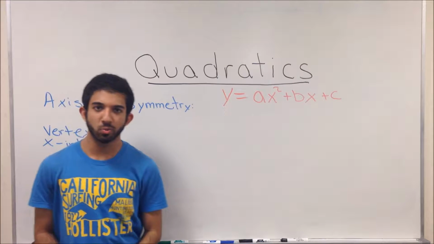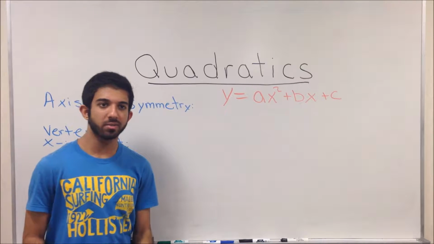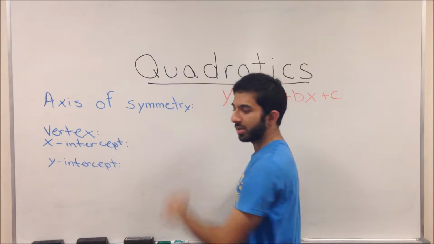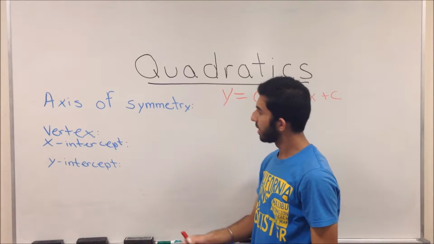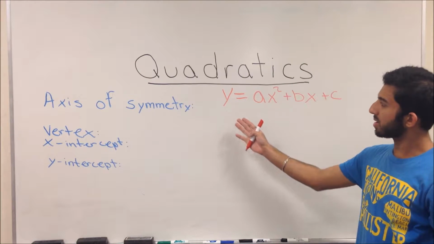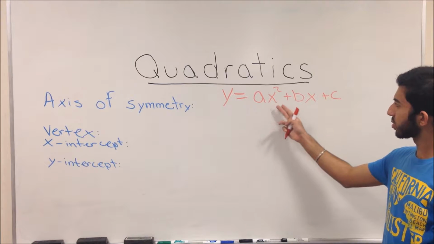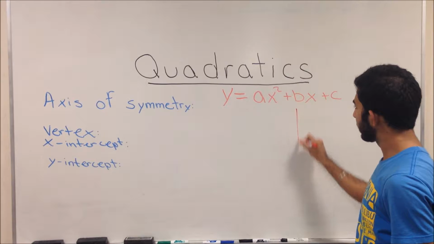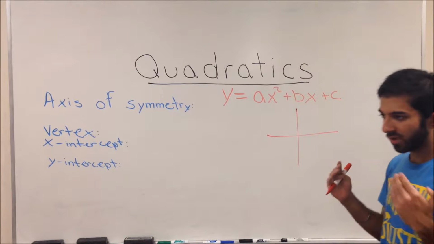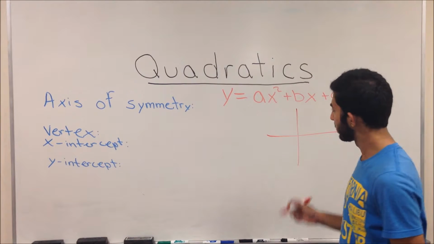Welcome to Fox Academy. Today we'll be teaching you quadratics. There are certain situations when you don't have a calculator and you are asked to find the axis of symmetry, the vertex, the x-intercept, and the y-intercept. In a simple quadratic equation, you have y equals ax squared plus bx plus c. Now, when you don't have a calculator, you have to visualize the graph by yourself.